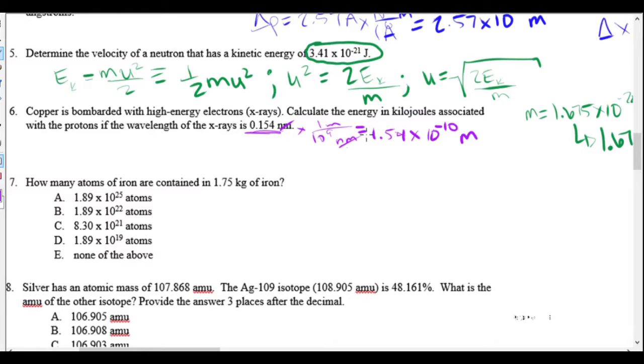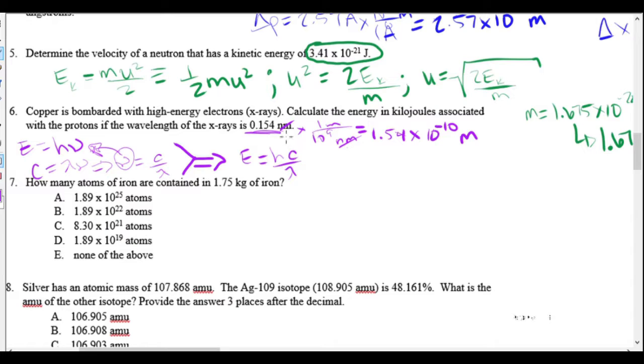And then the equation we want to use is E equals h nu, but we don't have nu, so we're also going to need c equals lambda nu, and we're going to convert that into nu equals c over lambda, since we have a lambda. Then both of these convert to E equals hc over lambda. I got hc over lambda from solving for nu, plugging nu in there, so you get h times c over lambda.